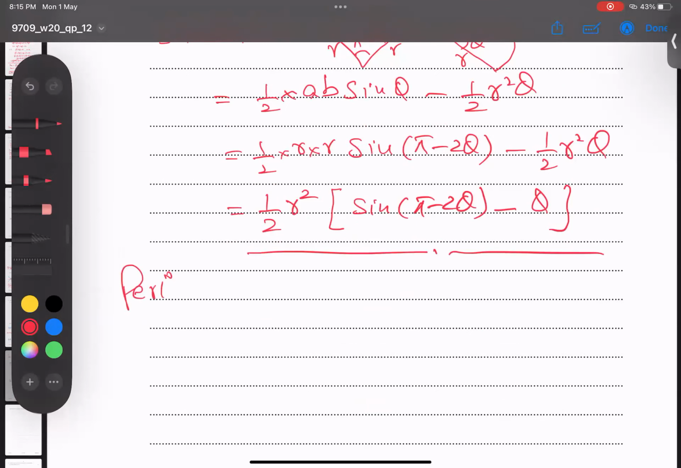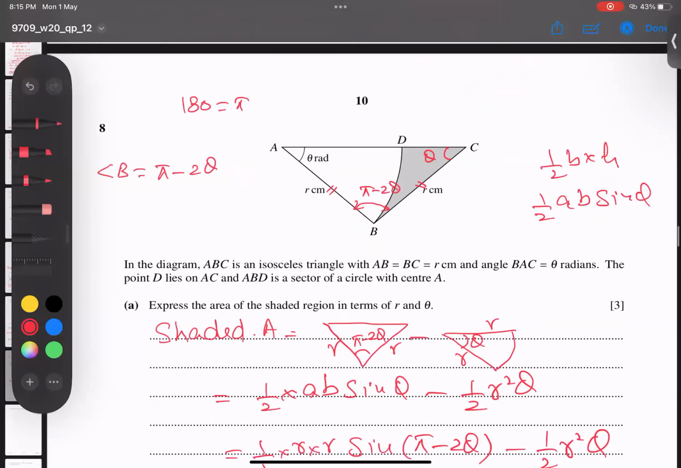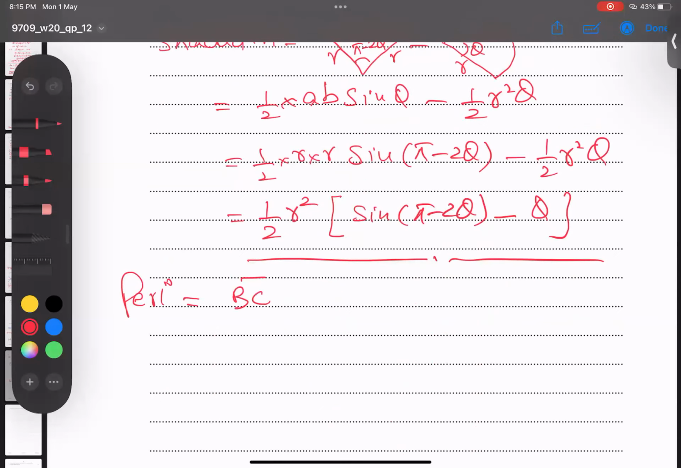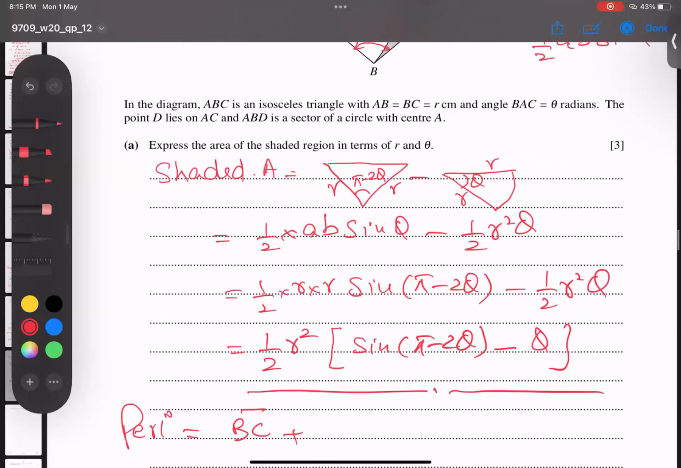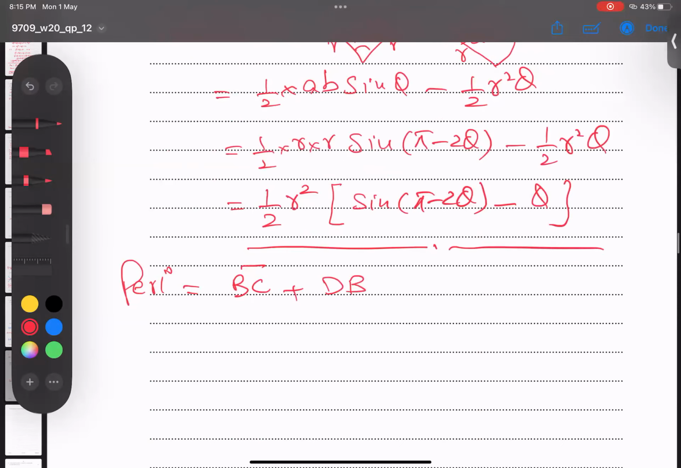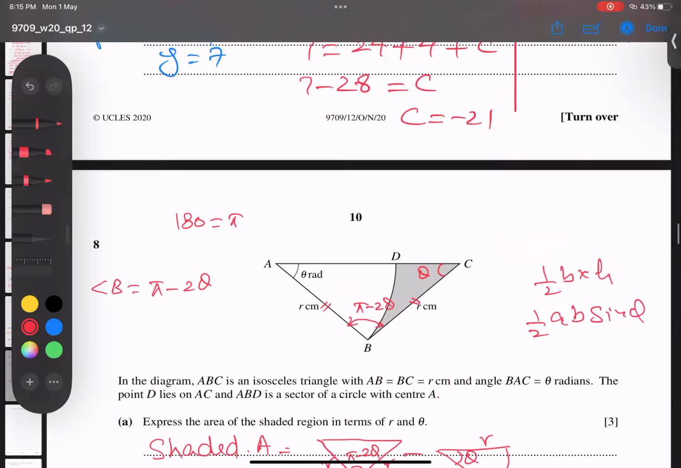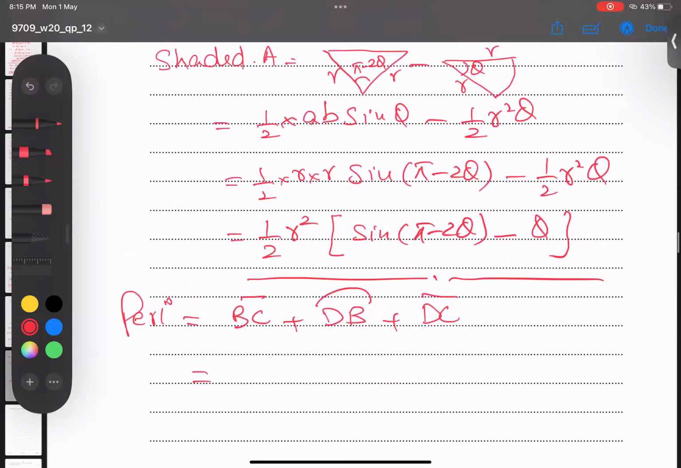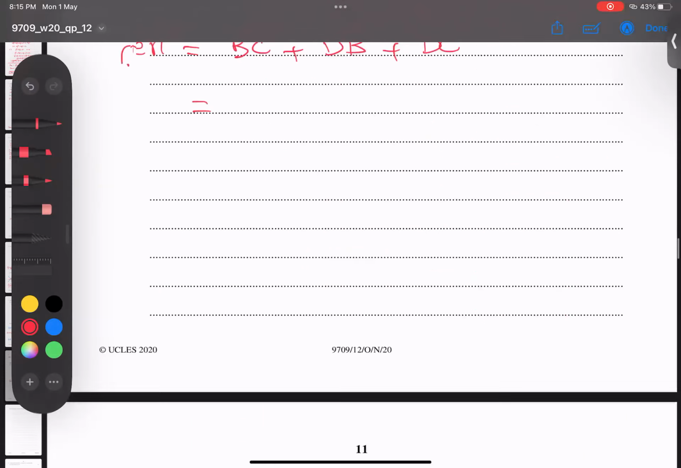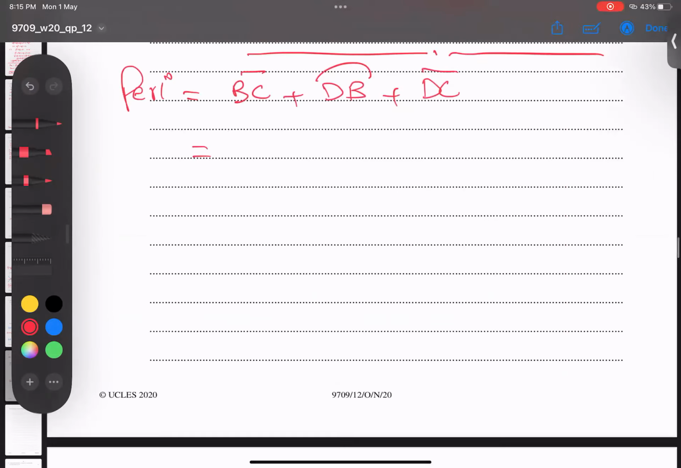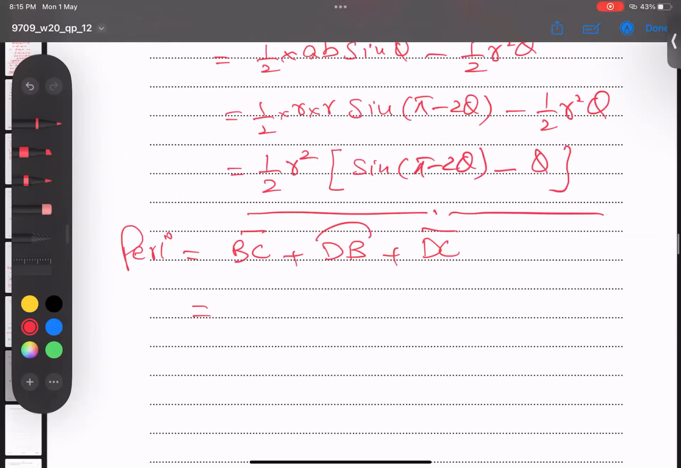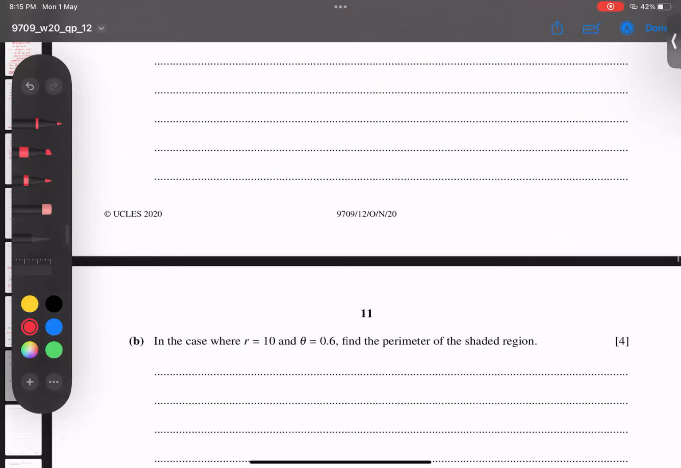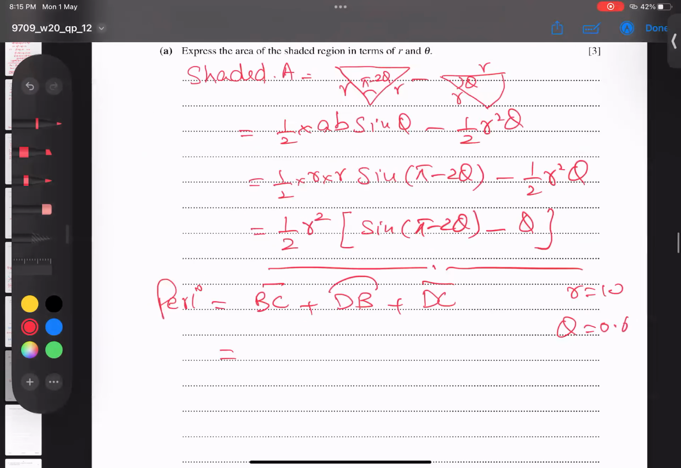The perimeter is the straight length BC, then the arc length DB, and this straight length DC left behind. So I think all points are very clear. But the thing is, how can we find it? Because the R value is what he said: R is 10 and theta is 0.6. So let's try to carry out the plan.